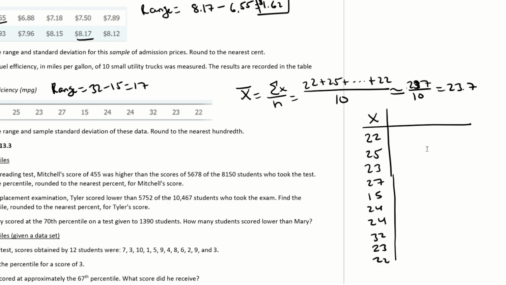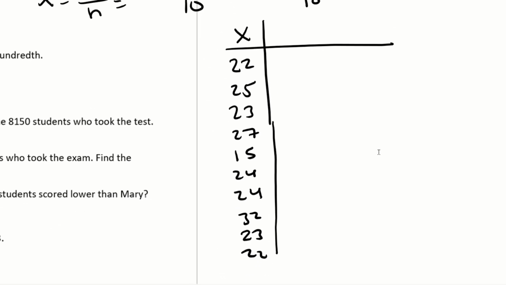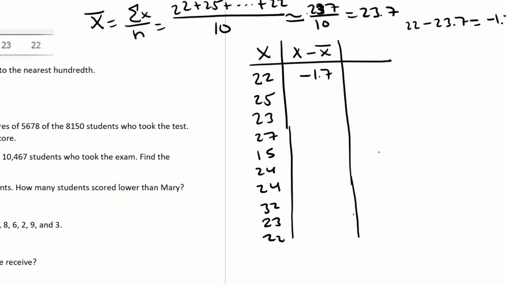Okay, so I went ahead and added those 10 numbers to my table. Now let's go ahead and do the next column. So x minus x bar, these are the deviations. So again, show your work for at least one of them. So we get 22 minus 23.7. The first number is 22 minus the mean of 23.7. That gives us negative 1.7. Okay, and then we'll continue adding the next numbers. So 1.3, so on and so forth.